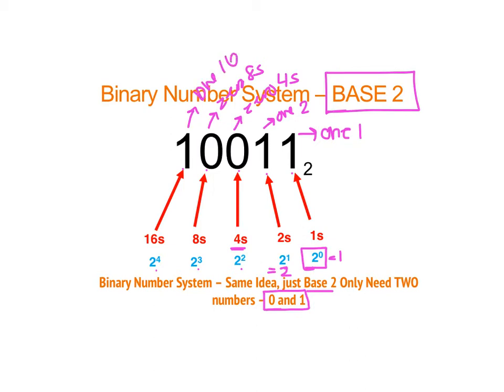So keep in mind this is a different base. Each digit here represents something a little bit different. These represent powers of 2. So as we try to convert between binary and decimal, we have to keep the different bases in mind.